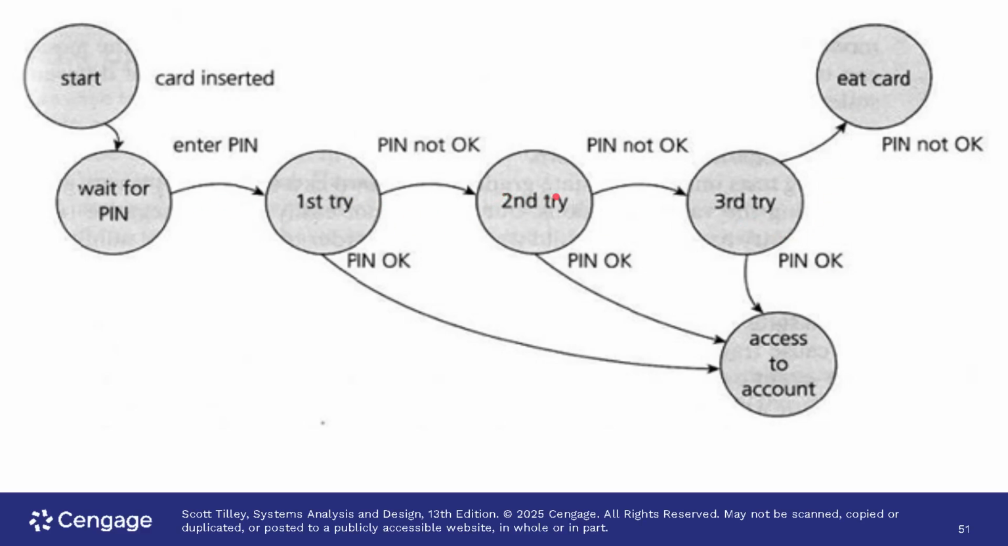Multiple states, and either access the account or destroy the card are the last possible states. Notice there should probably be a release the card state, as maybe that's assumed as part of this. Access to the account, release the card. Not described here, but important states of activity in my system.